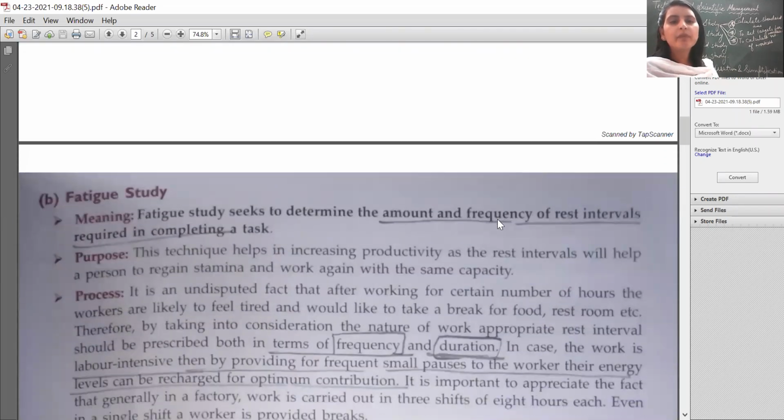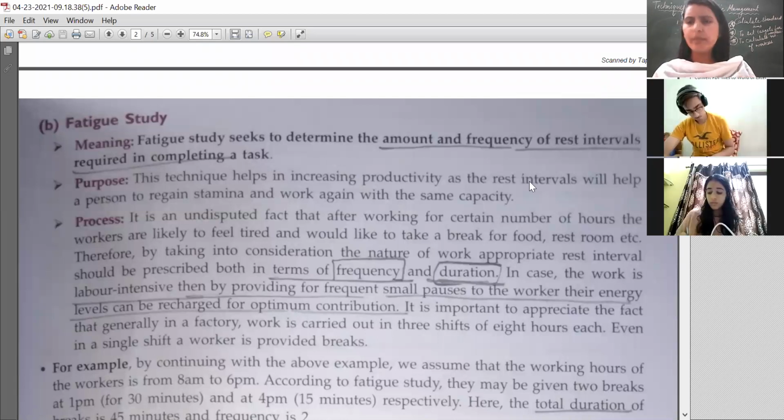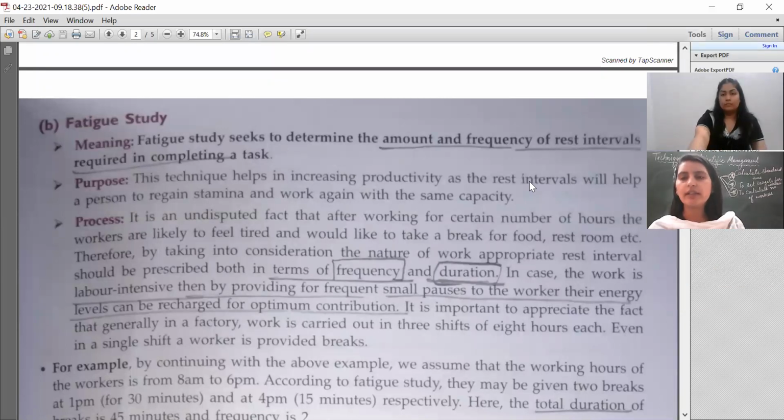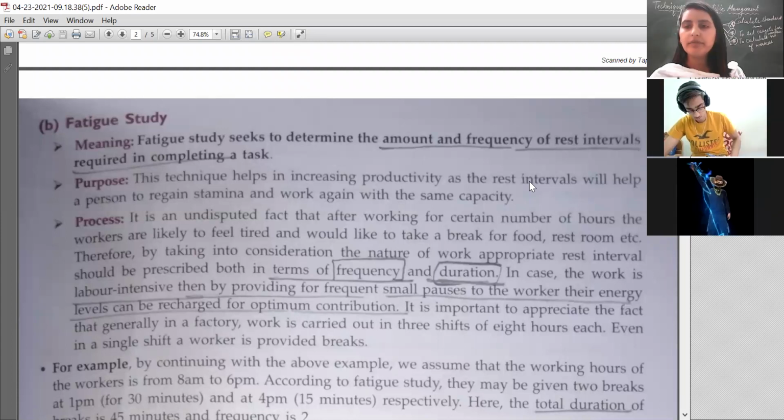Here it is fatigue study. So what is the meaning of fatigue? First of all, you are supposed to tell me the meaning of fatigue study. Any one of you can raise hand if you know the meaning of the word fatigue. Simple word is there, fatigue. Okay, Himanshu wants to answer. Yes, Himanshu? Tiredness. You said tiredness. Okay. It is correct. Anyone else who want to say something about this fatigue word?